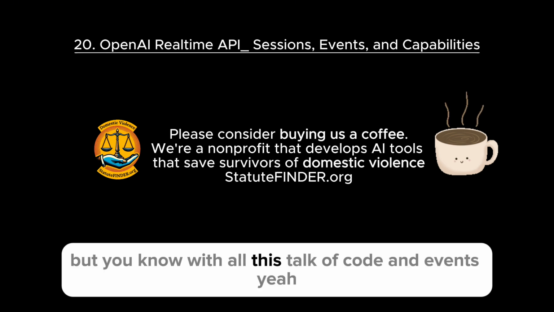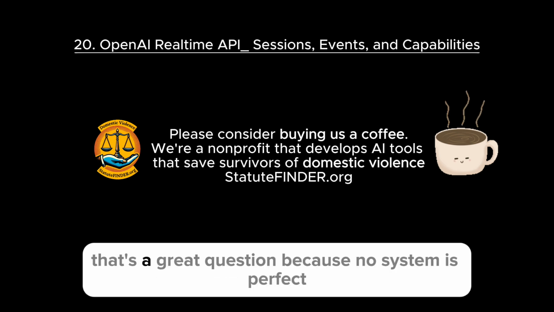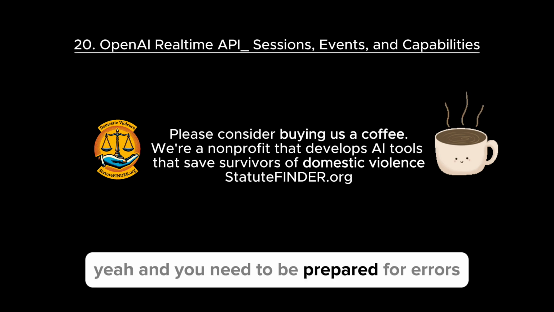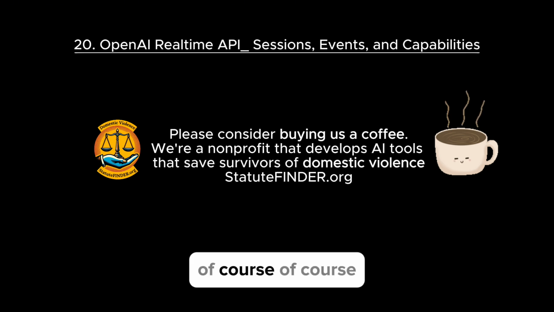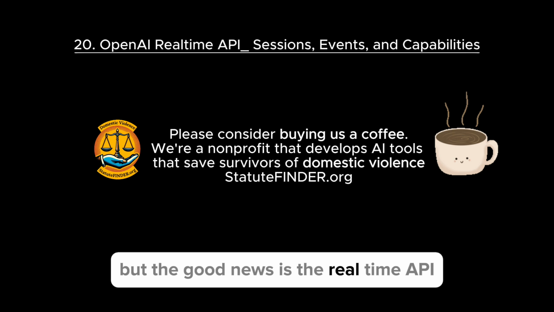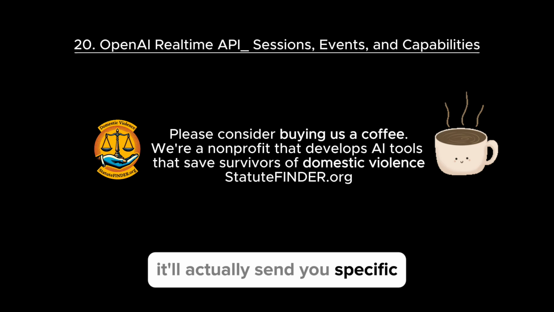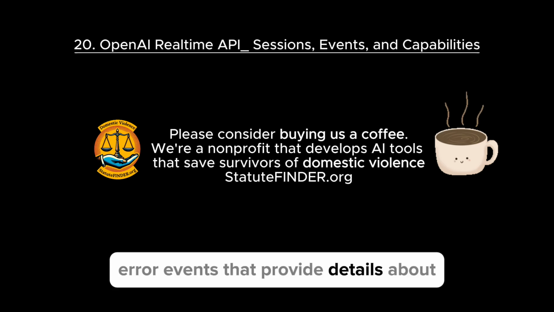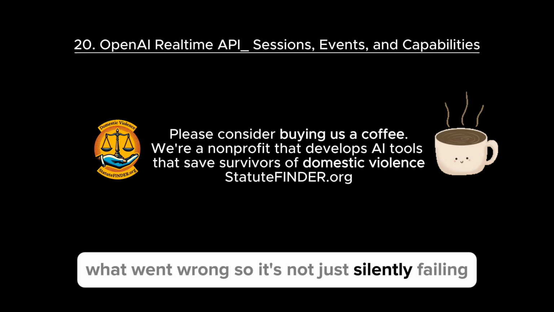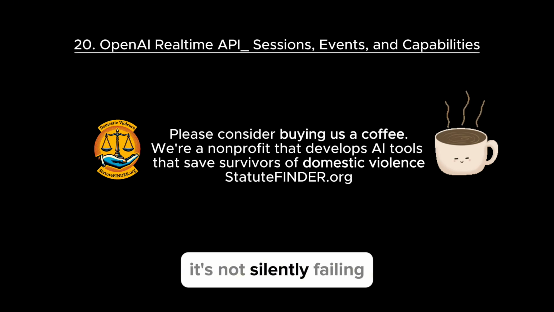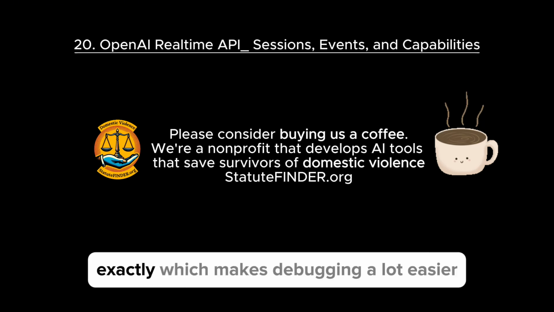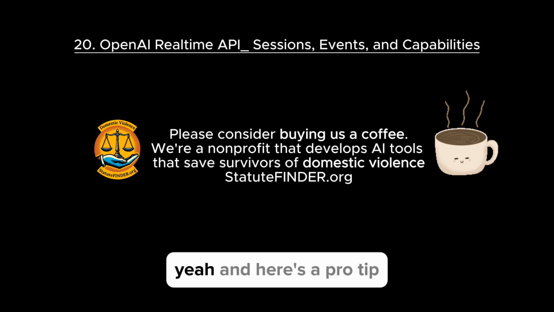But with all this talk of code and events, what happens when things go wrong? That's a great question, because no system is perfect, and you need to be prepared for errors. Of course. But the good news is the Realtime API is designed to handle errors gracefully. It'll send you specific error events that provide details about what went wrong. So it's not just silently failing. It's not silently failing. It's actually communicating with you, which makes debugging a lot easier.